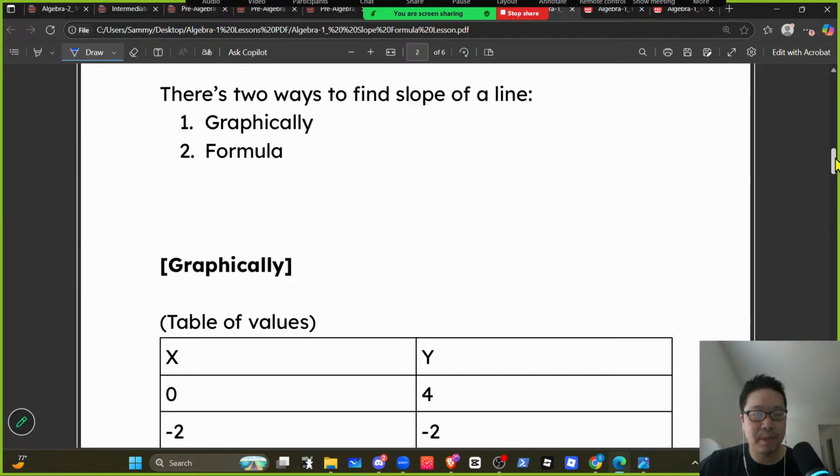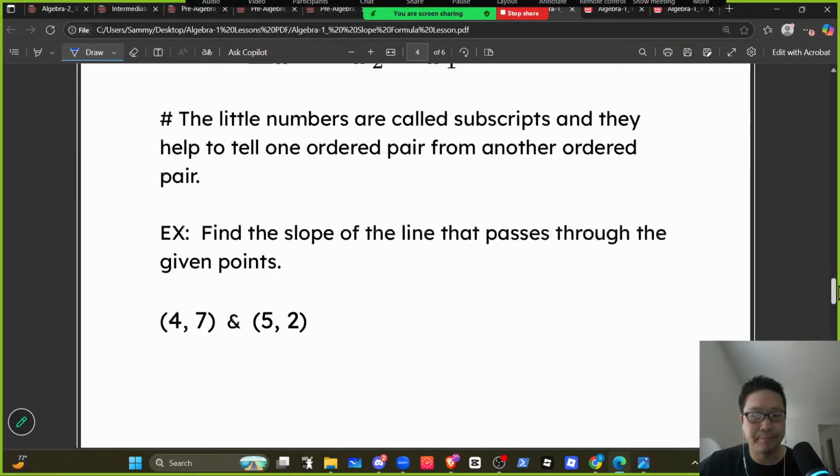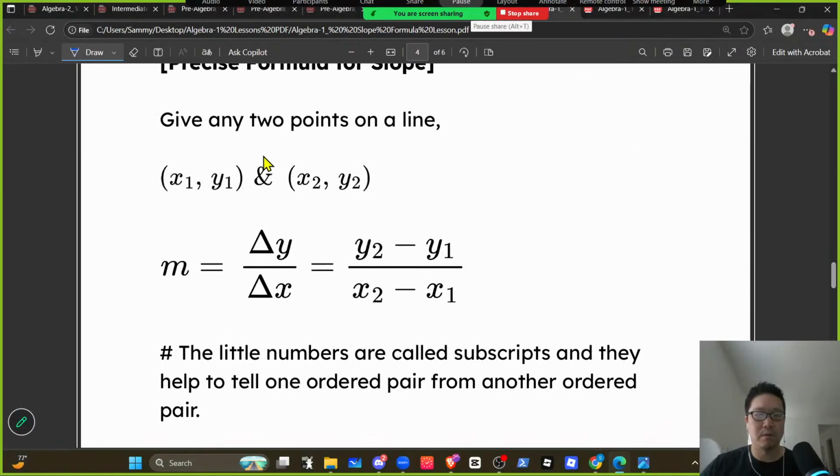The other way is to use the formula. This is a precise formula for a slope. I know before we said delta y over delta x, and we said rise over run, but it's a very specific formula. So given 2 points, this is point 1, and this is point 2. These things are called subscripts. It's to differentiate between the 2 points. For the first point, the subscripts are both 1, and for the second point, the subscripts are 2. So you have x y for point 1 and then x y for point 2.